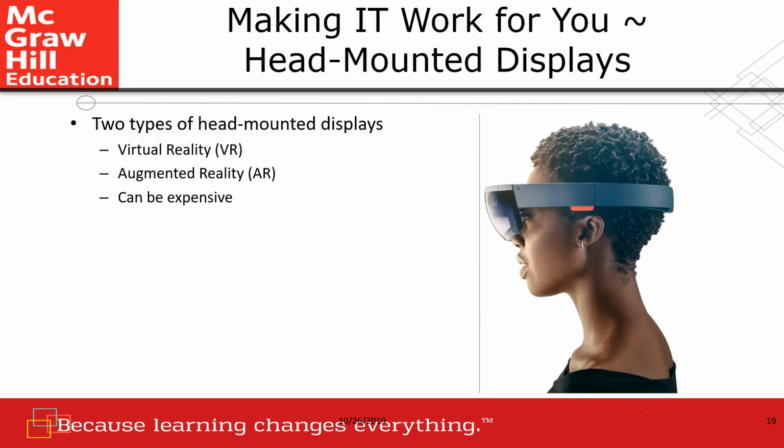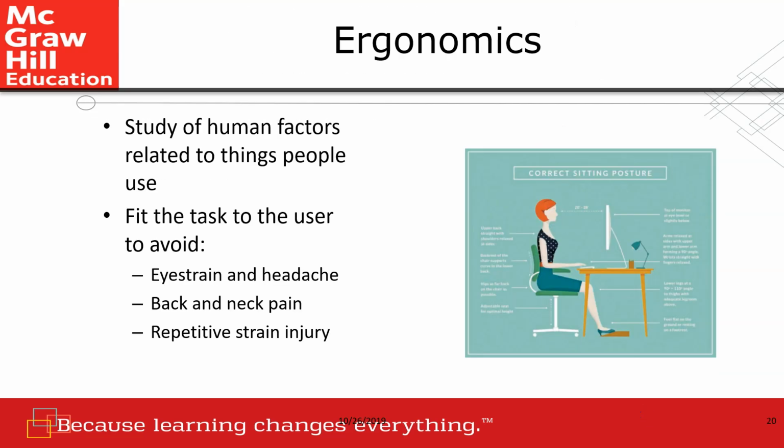The next one is ergonomics. What is ergonomics? Ergonomics is basically the study of human factors related to things people use. As you can see, this is the proper way to work on the computer, but I don't know how many of us really implement this in their house or at work.